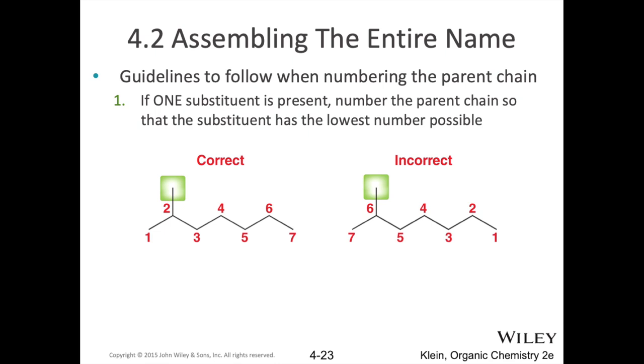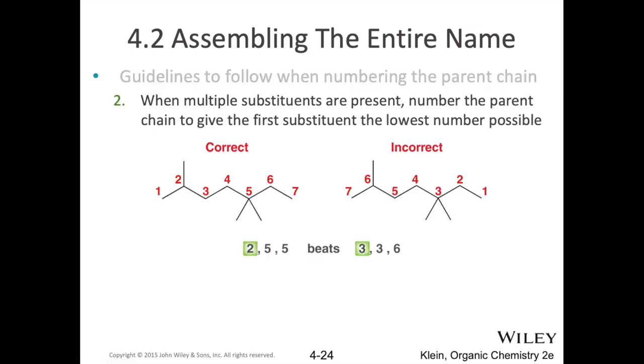So if you have only one substituent, you want to start numbering from the side closer to that substituent. So having this be 2-methylheptane makes more sense than having it called 6-methylheptane, right? You start numbering from the end closer to the substituent. Now again, this isn't the proper wording of the rule.